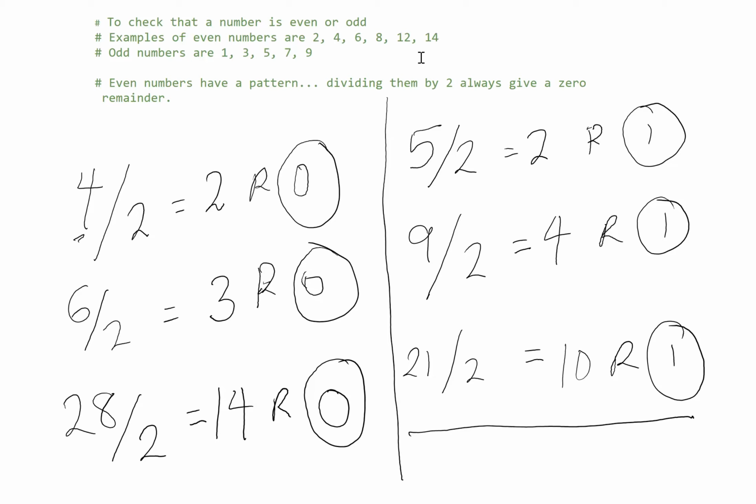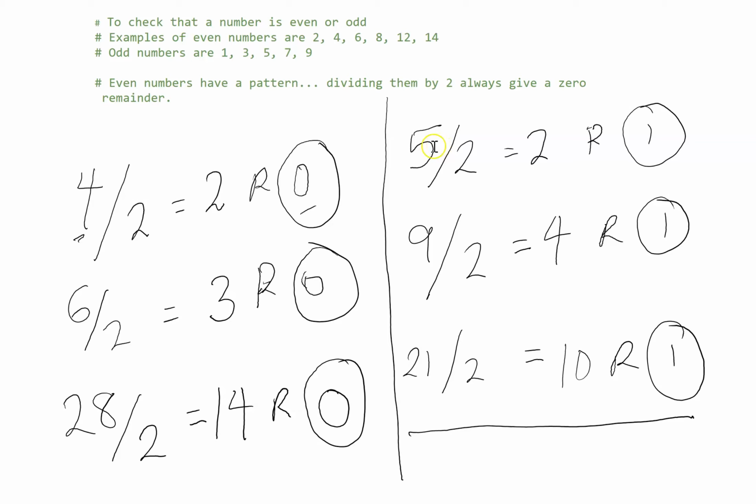You would realize that even numbers have a pattern. Dividing them by 2 always gives you a 0 remainder. So check this out. If I divide 4 by 2, the answer would be 2. It's not remaining anything, so the remainder is 0. If I divide 6 by 2, it's going to give me 3, and I'm not having any remainder. It's 0.